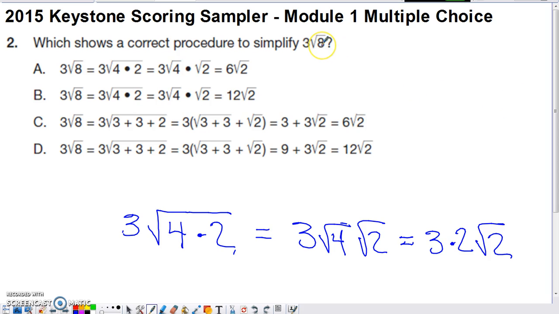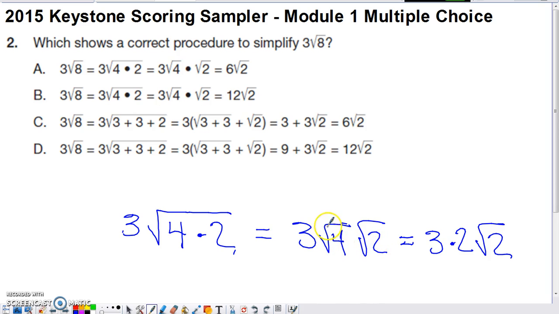So can I rewrite 8 as a multiplication problem? It has to be a multiplication problem. It can't be addition, subtraction, division. Can I rewrite 8 as a multiplication problem that involves one of those numbers? Well, sure, I can rewrite 8 as 4 times 2. Why is doing this beneficial with that 8? Well, now that there's a multiplication problem under the square root, we can break that up into the multiplication of 2 separate roots. And why is that beneficial?